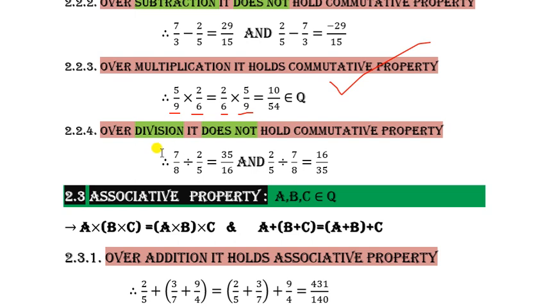Now I am going to check for division. 7 by 8 divided by 2 by 5 is equal to 35 by 16. At the same time, 2 by 5 divided by 7 by 8 is equal to 16 by 35. That means division does not hold commutative property.